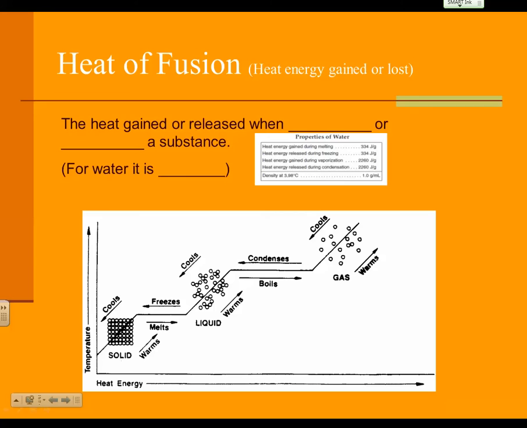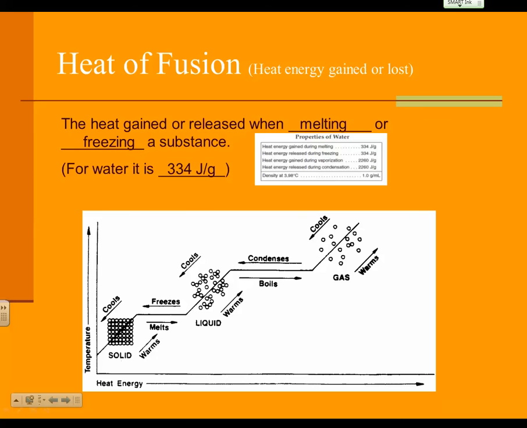Okay, related topic, the heat of fusion. Heat energy gained or lost. Now this happens when you gain heat or release heat when either melting or freezing a substance. And for water, the number in your reference tables is 334 joules for every gram of water either gained to melt or released to freeze. And this chart is also located on the front cover of your reference tables, right near the other chart that we just discussed.